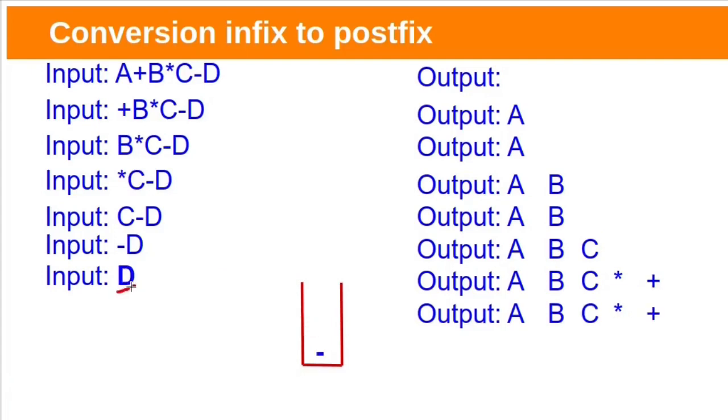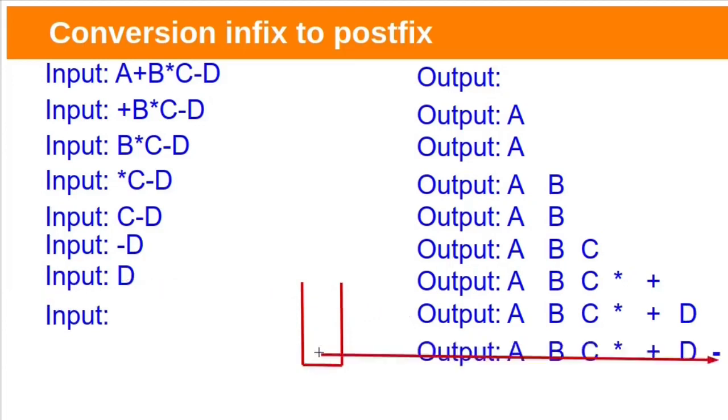Here this D is the operand. Add it directly to the output. Here reading the entire input is completed. Then pop all leftover tokens from the stack and add them to the output. Here we have only one operator within the stack. So this minus will be added to the output. For this infix expression, after conversion, this is the postfix expression.